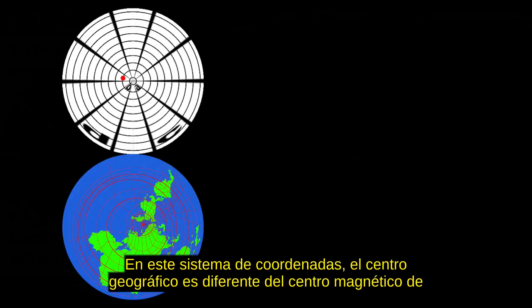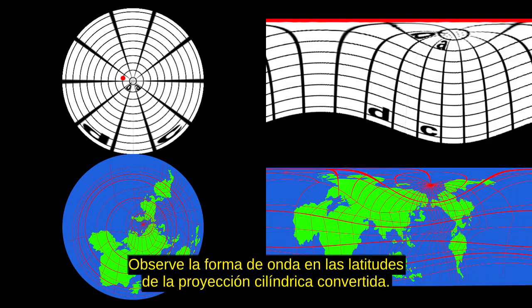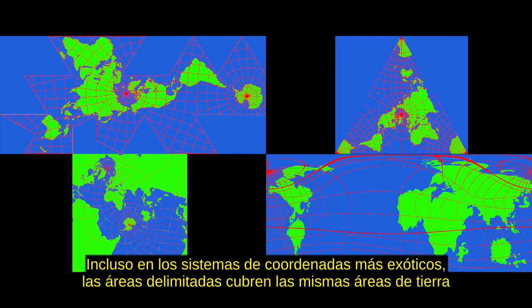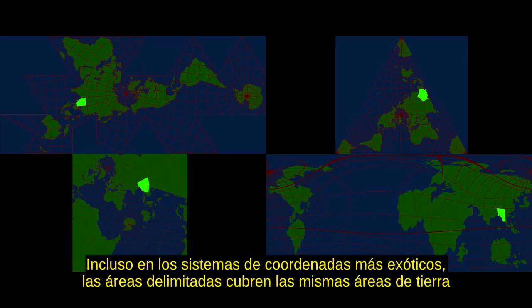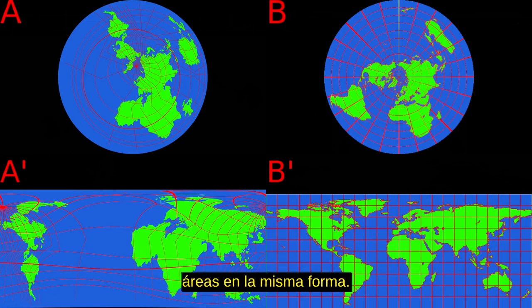In this coordinate system, the geographic center is different from the magnetic center of the coordinate system. Notice the waveform and the latitudes of the converted cylindrical projection. Even in the more exotic coordinate systems, the bounded areas cover the same areas of Earth. Equivalence between coordinate systems is verifiable by manipulating the bounded areas into the same shape.